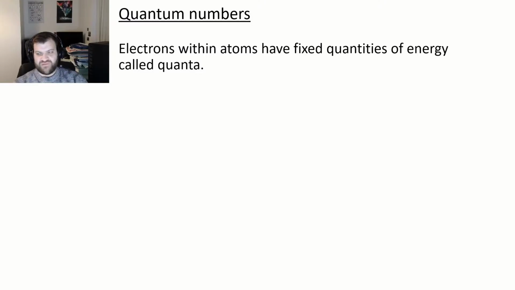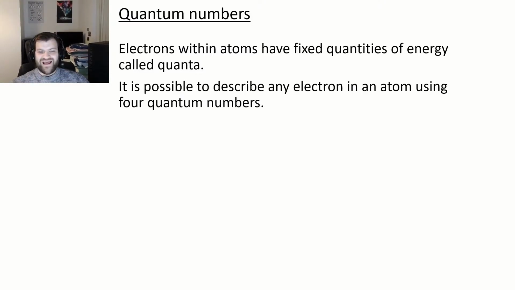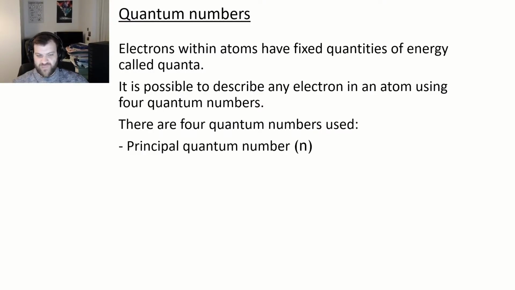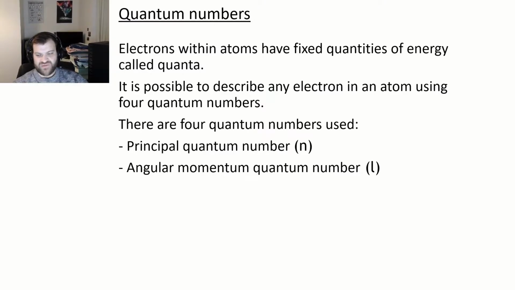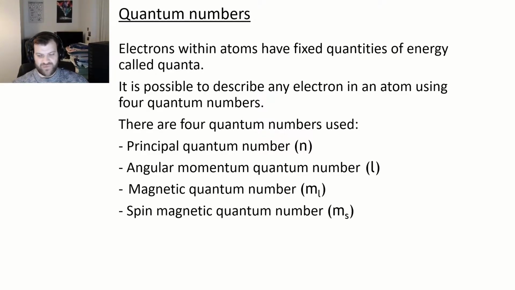Electrons within atoms have fixed quantities of energy, which are called quanta. It's possible to describe any electron in an atom using 4 quantum numbers. Our 4 quantum numbers are the principal quantum number, which is termed n. We have the angular momentum quantum number, which is designated l. We have the magnetic quantum number, which is ml. And we have the spin magnetic quantum number, which is termed ms.